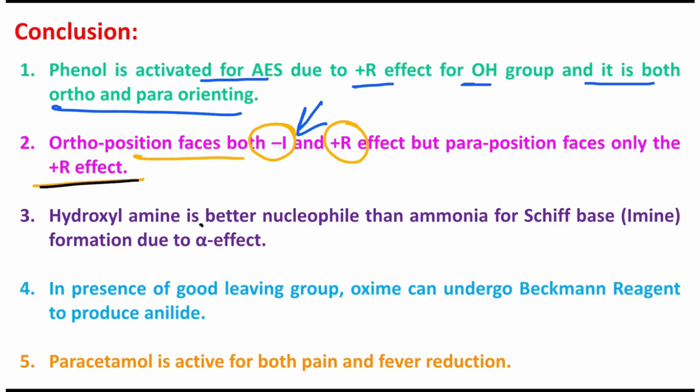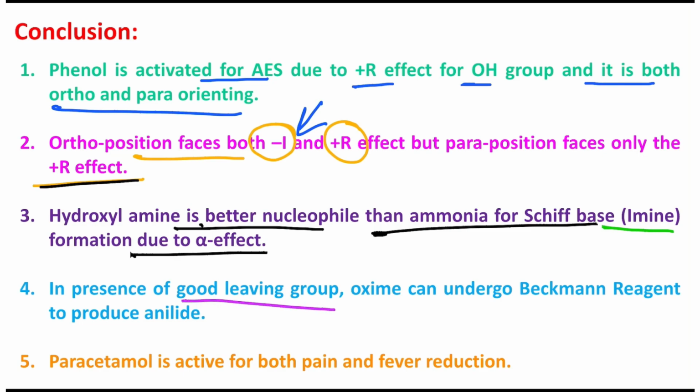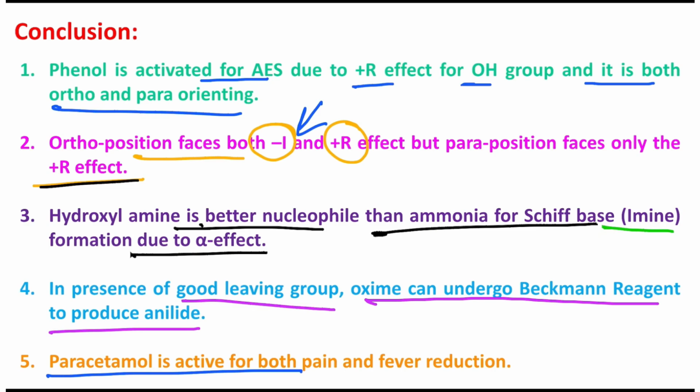And hydroxylamine is a better nucleophile than ammonia for Schiff base formation due to the alpha effect, or lone pair repulsion. And this Schiff base is actually an imine, but it has a very specific name, that is oxime, because the product of hydroxylamine is called oxime. So in the presence of a good leaving group, oxime can undergo Beckmann rearrangement to produce an anilide. It's actually migration of the aryl group. And finally, paracetamol is active for both pain and fever reduction. It's an antipyretic, a very useful medicine.